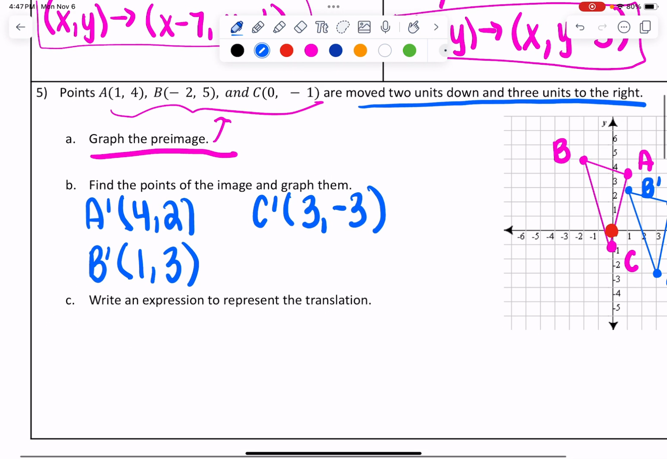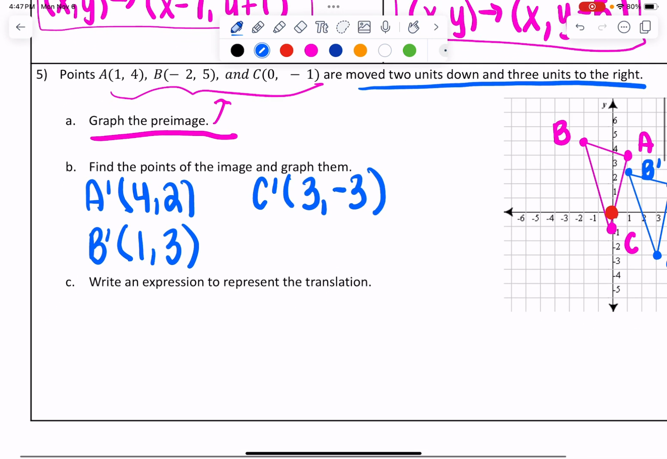Then finally it says write an expression to represent the translation. What I'm really asking is write this in coordinate notation.